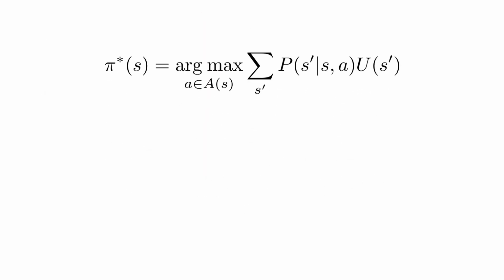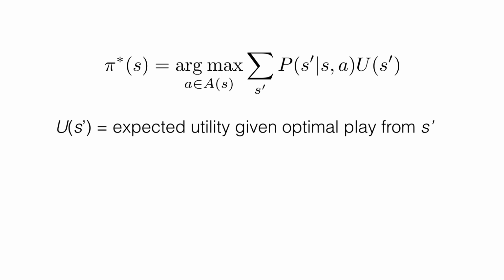So this should all start to look familiar. It was a little bit of a windy derivation, but the summary is that U of S, this utility score that we're focusing a lot of attention on, U of S, or S prime in this case, is the expected utility given optimal play from S prime. Right? Doesn't that sound familiar? It should. And the idea is, we don't necessarily know what optimal play from S prime is, right?